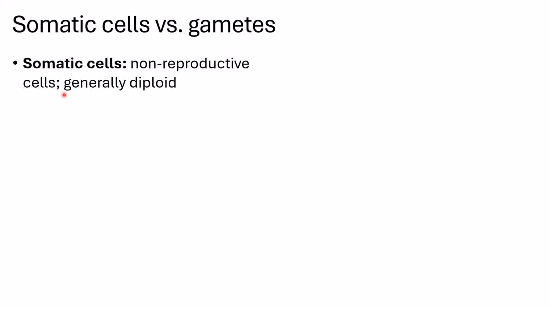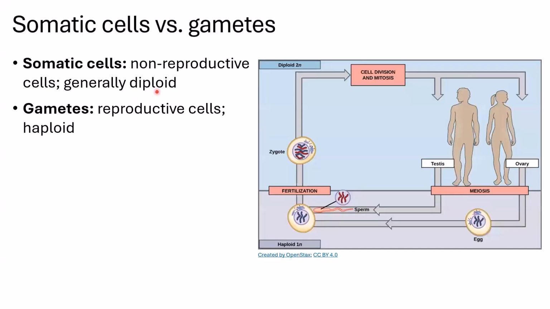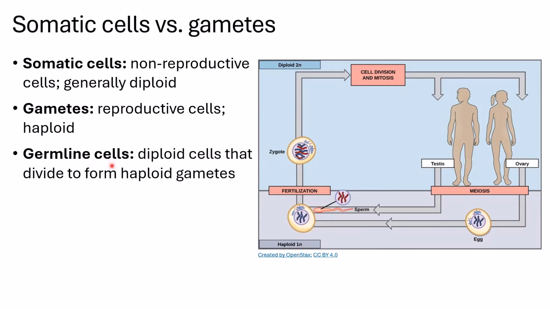In the previous lecture, we talked about mitosis, which involves the division of somatic cells. Meiosis, on the other hand, is cell division that produces gametes. Somatic cells are non-reproductive cells, which would be most of the cells in our body. In humans, somatic cells are diploid. Gametes are reproductive cells, like the sperm and the egg. Unlike somatic cells, they are haploid, so they only have one copy of each chromosome. Gametes are derived from germline cells, which are diploid cells that divide and form haploid gametes.